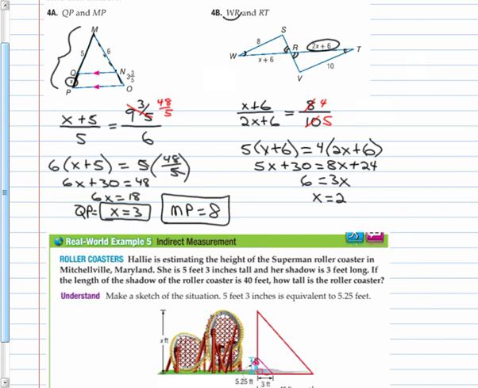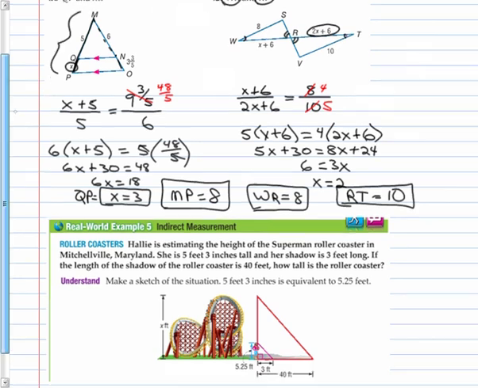Now they wanted to know WR. Tell me the length from W to R. 8. 2 plus 6 is 8. They wanted to know RT. Tell me the length from R to T. R to T is going to be 10. 2 times 2 is 4 plus 6 more is 10.